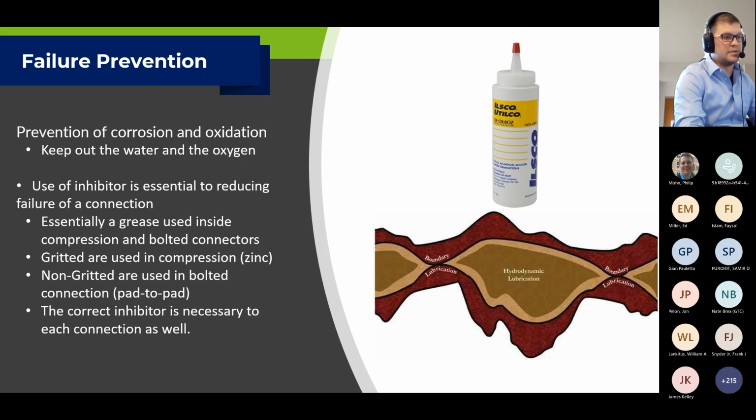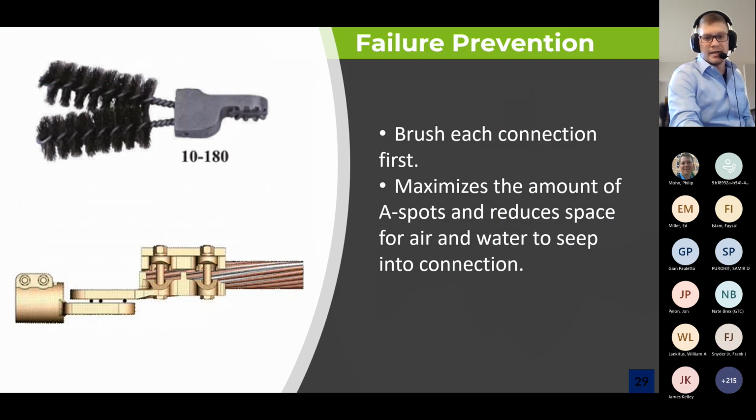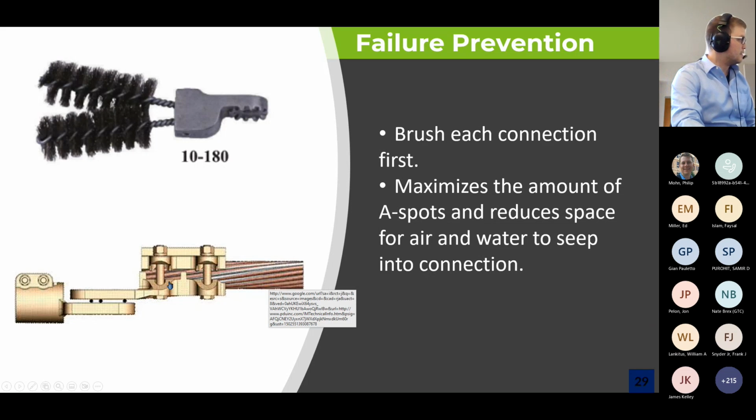The correct inhibitor is always necessary for each connection, and that is something that can also help in prevention. To compare, say, a compression connector versus a bolted one, if we look at my next slide, the reason you'd say a compression connection holds the oxide inhibitor better is that, as you can see, there is a gap here where you can see exposed cable. There's no way to keep it all in like you can for a compression connector that has a barrel with no way to see into it. And this would be the example or area of where you put the non-gridded oxide inhibitor.